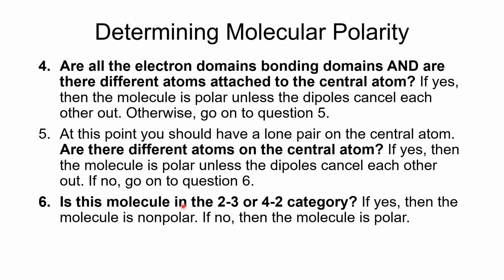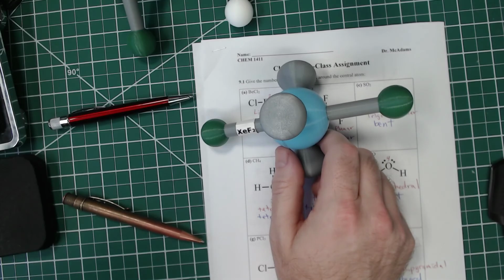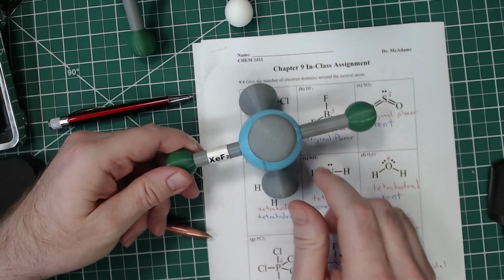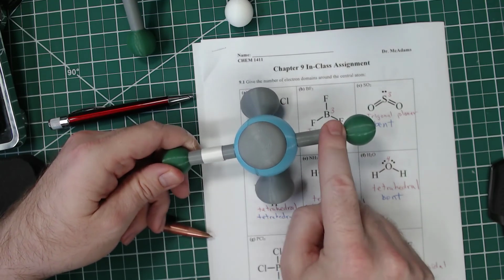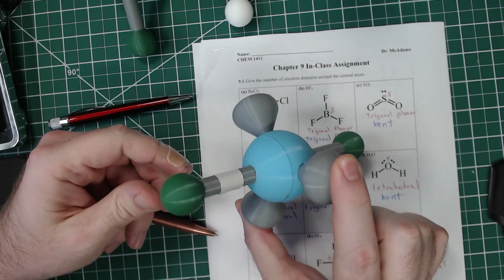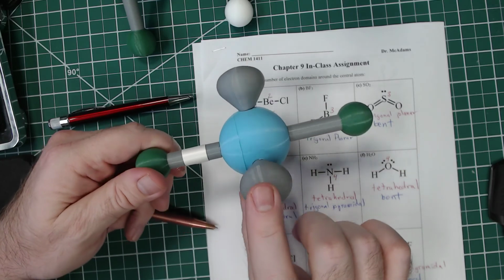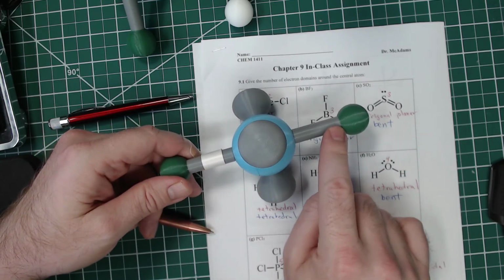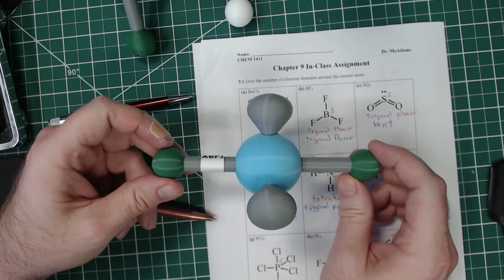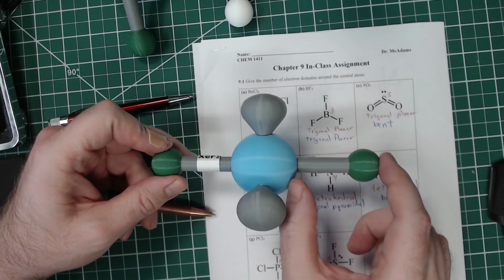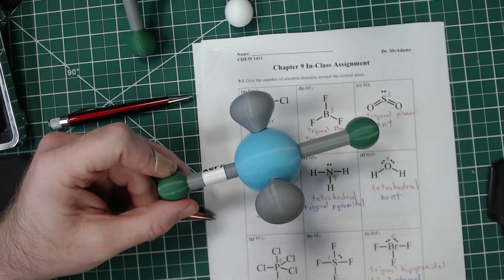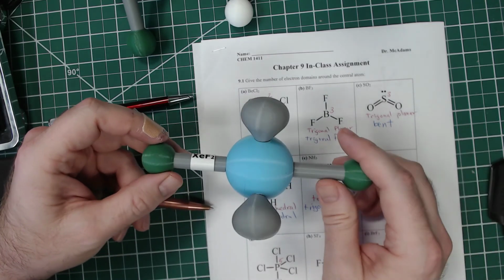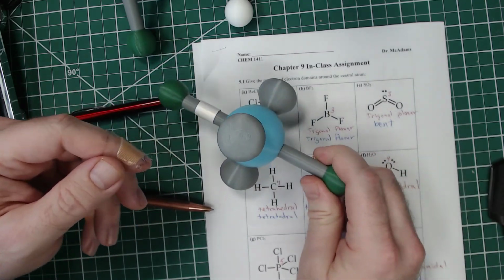The 2,3 is xenon difluoride. So here is xenon difluoride. We've got two bonding domains and three lone pairs. That's why I call it 2,3. And we'll also see that the two bonding domains are exactly 180 degrees apart from each other. So there's a dipole here and a dipole here, but those dipoles cancel each other out. So this ends up being nonpolar.